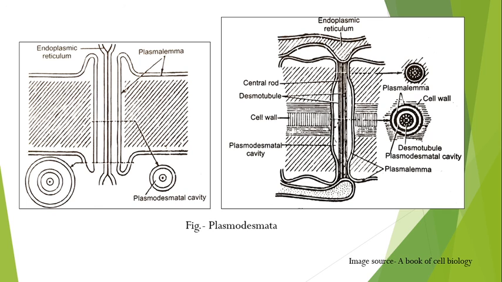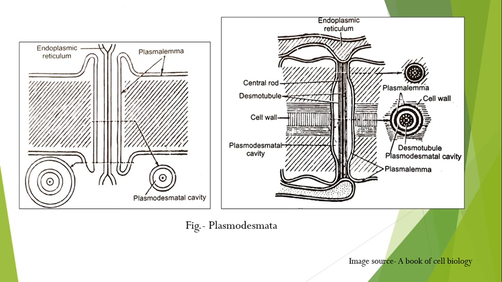So the electron micrographs of plasmodesmata show that it is a roughly cylindrical, membrane-lined channel with a diameter of 20 to 60 nanometers, traversing the cell wall, up to 90 nanometers thick. Plasmodesmata contain a narrow cylindrical structure called the desmotubule. Got it?